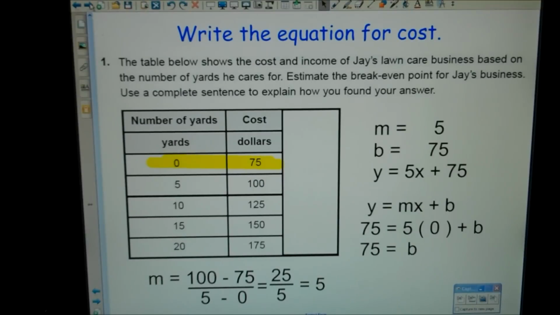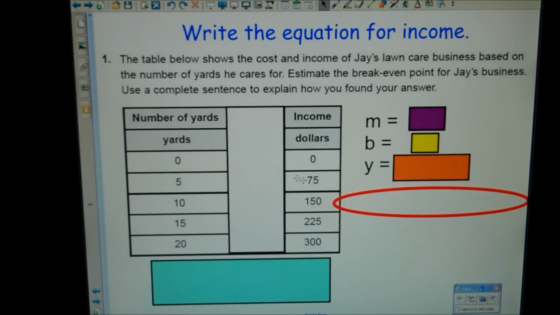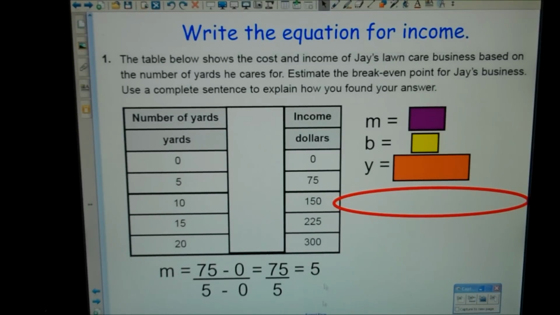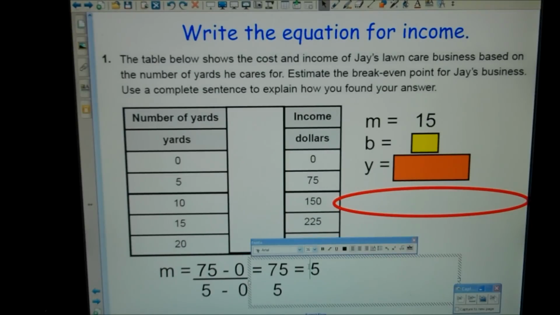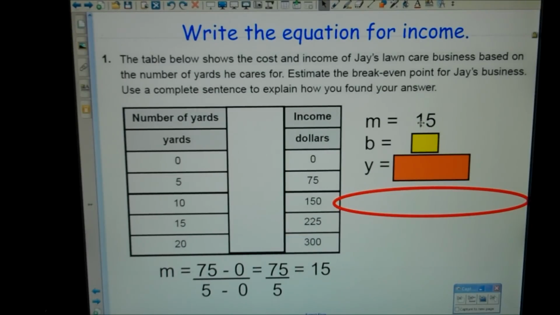All right, you got one more equation to write. Here's the other one. Same thing. I blacked out the cost this time, and now you have income. Pause it, and you write the equation. Here's slope. The slope of this one is 15.